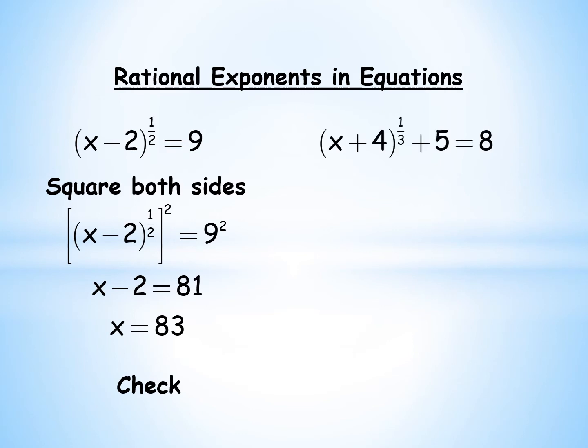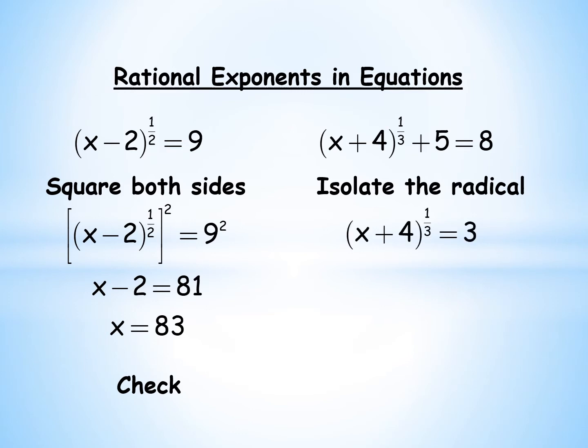Let's look at another example. This one now is a cube root, or it's raised to the 1/3 power. The steps are exactly the same as when you are solving a radical equation. You need to isolate the radical. So you want to isolate this (x plus 4) raised to the 1/3. So the first thing you're going to do is to subtract the 5. Now that you have the radical by itself, you are going to raise both sides to the 3rd power. So you've got (x plus 4) raised to the 1/3 raised to the 3rd, so this just becomes x plus 4. And then you have 3 raised to the 3rd, which becomes 27.